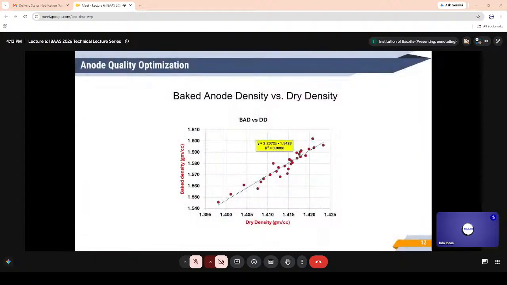Analysis of data of many carbon plants over a period of many years has shown that the baked anode density improves with increase in dry density of green anodes. Dry density is mass of particles in unit volume without coal tar pitch. It is highest mass of dry material filled in unit volume. By adjusting the granulometry of large and small size particles and by filling the wide spaces with optimum amount of pitch, high dry densities are obtained.